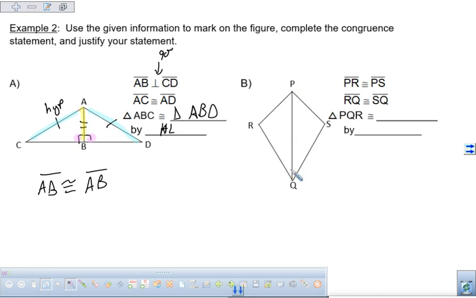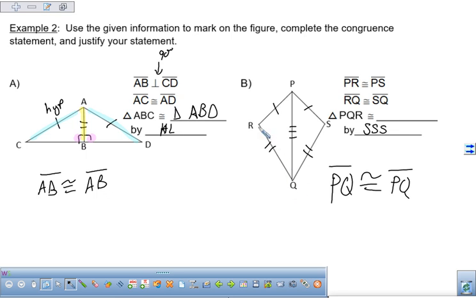Next up, we're going to again mark the segment that is being shared. Segment PQ is congruent to itself. We know that PR is congruent to RS, so we're going to mark those. We know that RQ is congruent to SQ, so we're going to mark those. And all we have marked is sides, so we have side, side, side. And triangle PQR is congruent to triangle PQS.